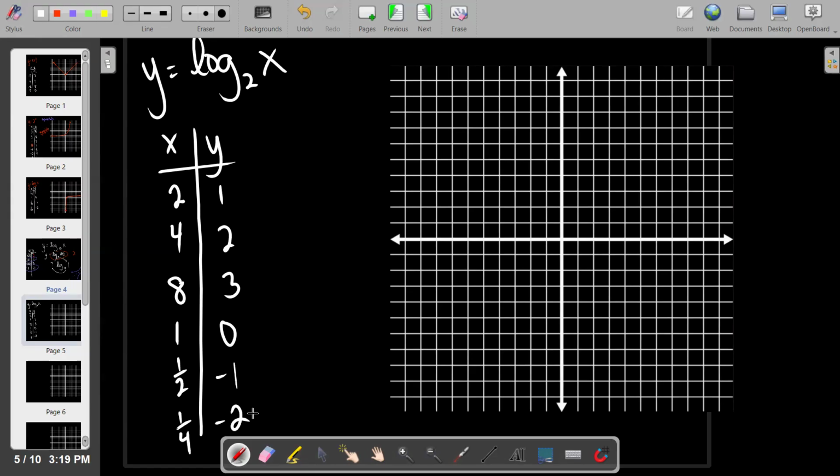So this one you will truly see is the inverse of the one that we did. I think I should have used this and called this the parent function. I apologize for that. Let's take a look. So make some graphy points. 2, 1 is right here. 4, 2 is right here. 8, 3 is right here. And then we have 1, 0. And this is where it starts its asymptotic approach towards the y-axis.